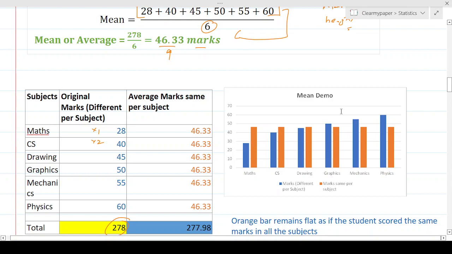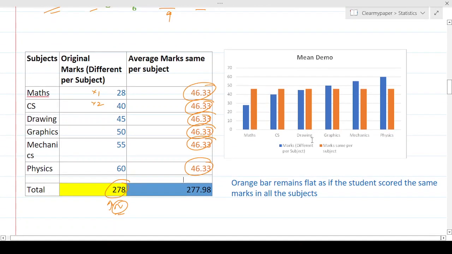So what does it mean from an arithmetic mean perspective? We have these different marks for these subjects, and when we calculated this mean or average of 46.33, it is as good as saying that in general this student scored 46.33 in all the subjects. If he had scored 46.33 in all the subjects, in that case also the total would have been the same. If you see here, it's 278 over here, and here it's 277.98, almost the same.